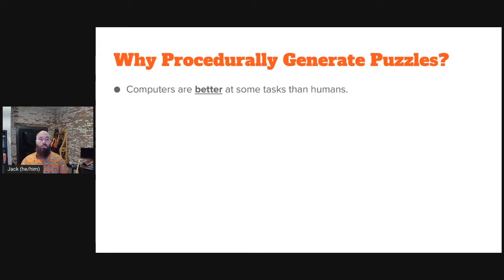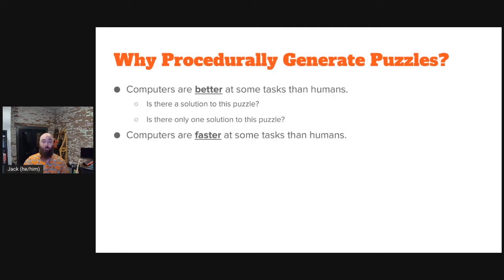In reality, computers are a lot better at some tasks than humans are, right? Knowing whether or not there's a solution to a puzzle, as a human being, frequently you have to solve the puzzle in order to do that. And a lot of puzzles are just much easier for a computer to solve than a human being. Is there only one solution to a puzzle, or are there multiple solutions? Being able to go through a lot of permutations really easily. Computers are also much faster at some tasks than humans. If I'd made different choices, how much would that change the experience of going through this puzzle? That is something we'll talk about a bit more towards the end.